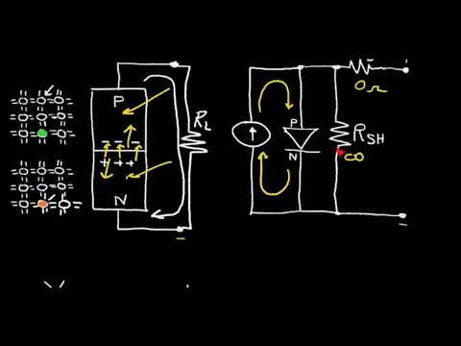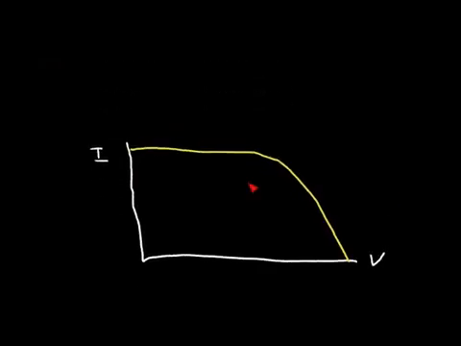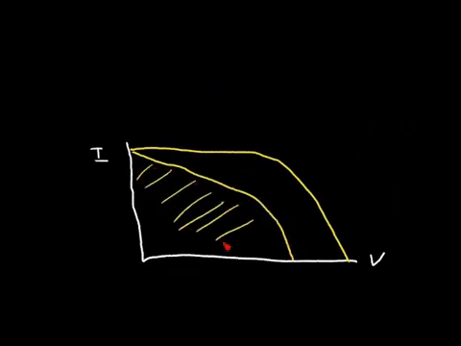As this shunt resistance becomes smaller, more current is diverted into the shunt resistance and less power is available for our load resistor out here. So as the shunt resistance becomes smaller, this curve tends to shift this way. And again, the area represents the power that we can extract from the solar cell, and it has been diminished.